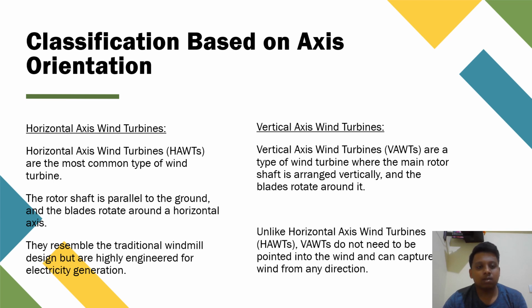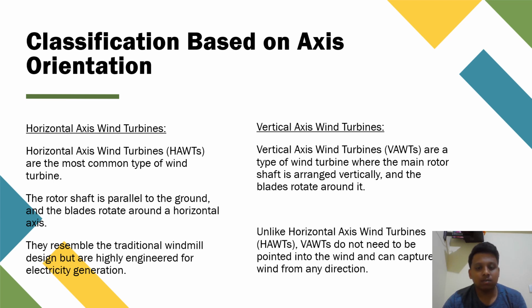We first will start with classification based on axis of rotation. There are mainly two types, that is horizontal axis wind turbines and vertical axis wind turbines. First is the horizontal axis wind turbine. Horizontal axis wind turbines are the most common type of wind turbines. The rotation shaft is parallel to the ground and the blades rotate around the horizontal axis. They resemble the traditional windmill design but are engineered for electrical generation.